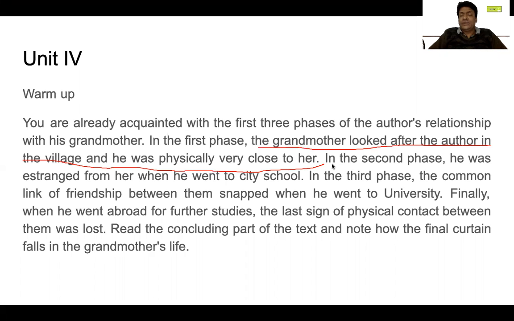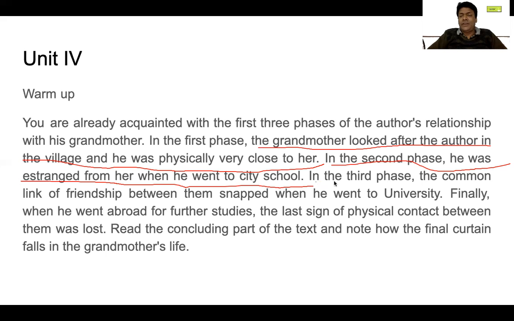In the second page, the author stated he was estranged from her. Estranged means a kind of detachment. Estranged from her when he went to city school, it means after moving from the village to the city school. The writer used to go to school by bus, but in the village, the writer used to go to school with his grandmother, right? And that is the difference. So after coming to the city school, a kind of detachment occurred between them, right?